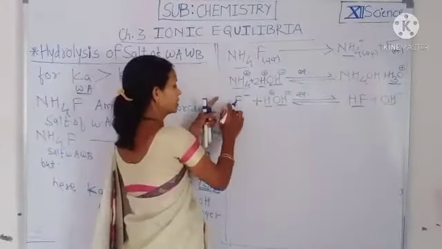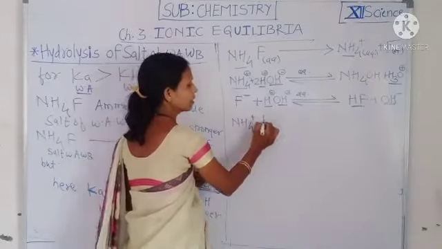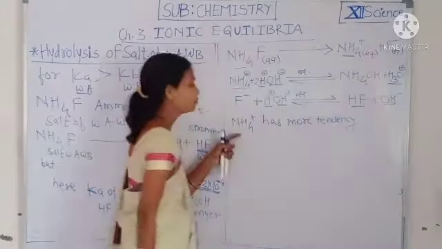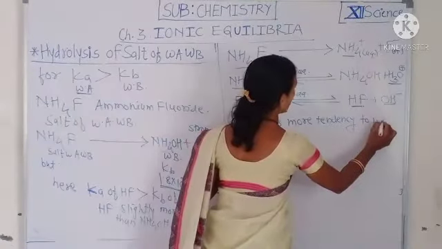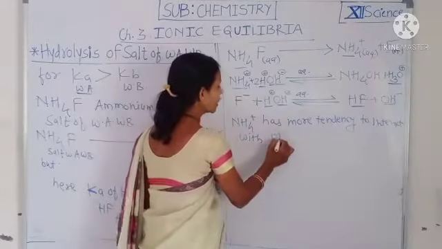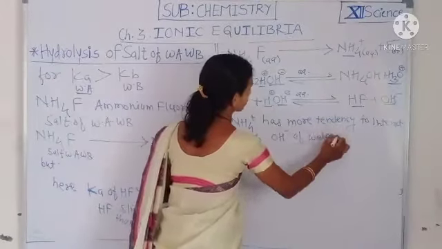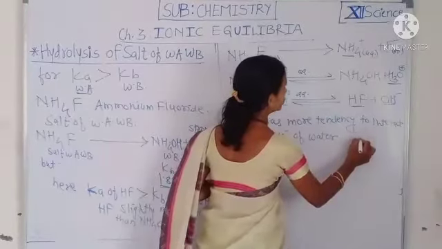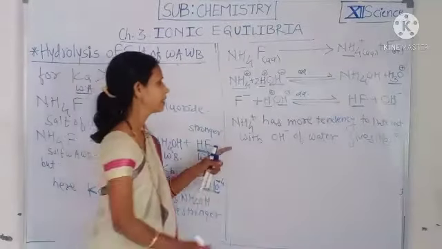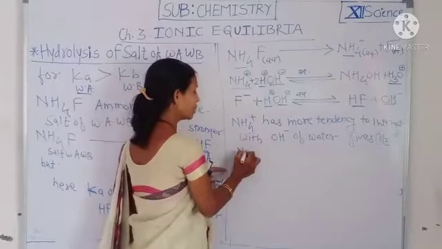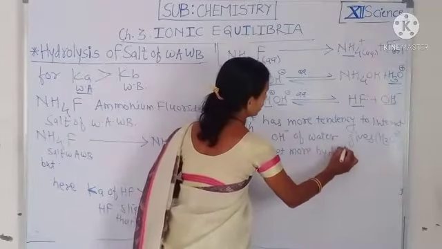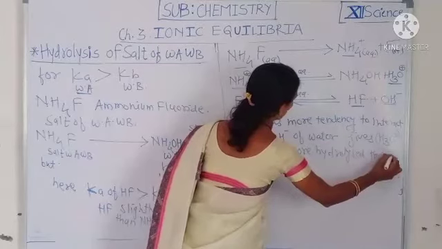But here NH4 plus ion has more tendency to interact with OH minus ion of water, and therefore it gives H3O plus, that is hydronium ion. That means here NH4 plus ion gets more hydrolyzed than F minus ion.